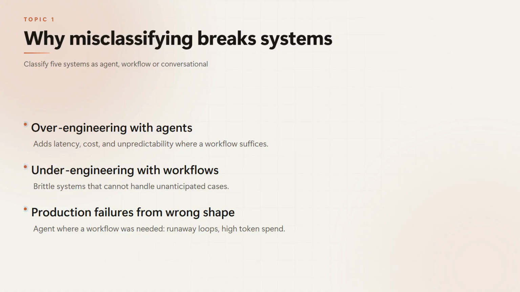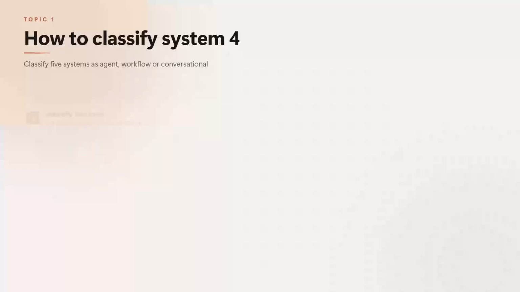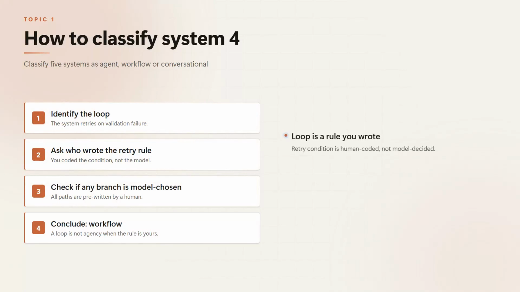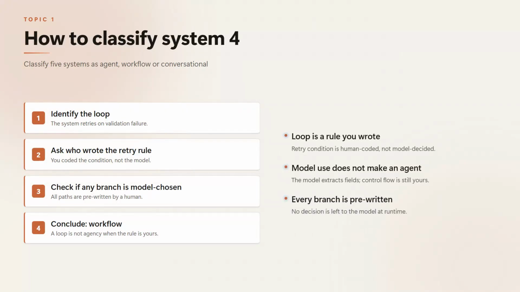The invoice extractor with a retry loop is the classic example. Building it as an agent adds cost and risk for no benefit, because every branch was already known. Getting this wrong in an architecture decision means runaway loops, ballooning token spend, or a system that silently does the wrong thing. Take System 4, the invoice extractor. It extracts 12 fields, validates them, retries on failure, then posts to the ledger. At first glance, it looks agentic.